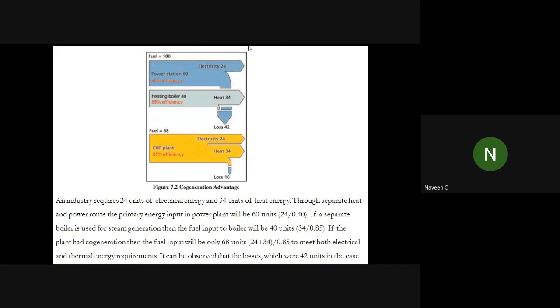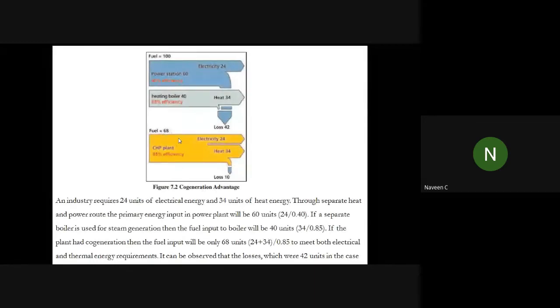Okay, so 58% you are losing and you are getting only 42%. But in the case of combined heat and power, this is the advantage. You are giving 68 only, you are not giving 100, you need to give 68. So you are saving more than 32% of energy here itself.